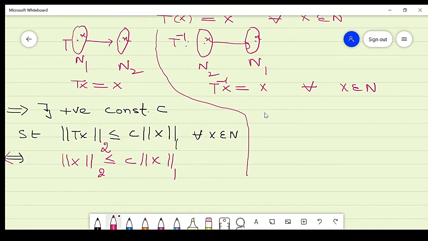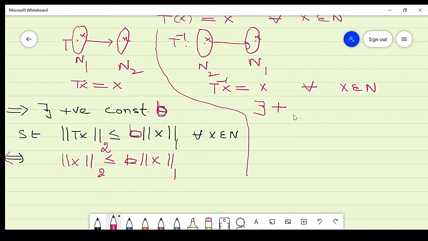Now, again on the same parallel line, there exists some positive constant, that may be C, that may be D, we can use any one. Here I use B because of the given part in the question. So again, by using that T inverse is bounded, T inverse is continuous.